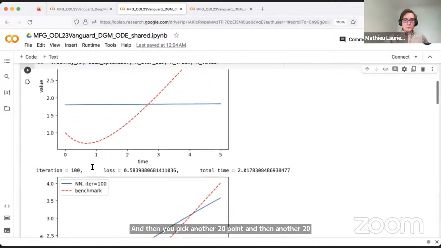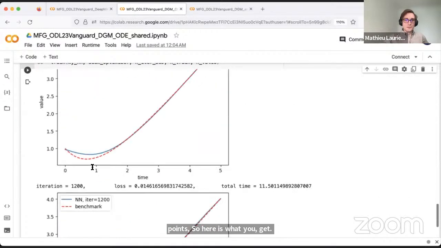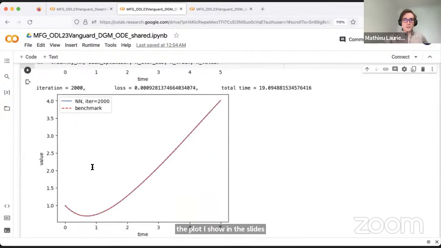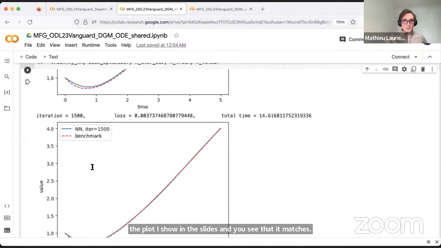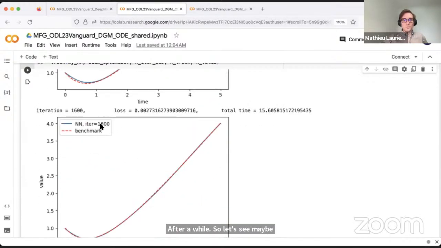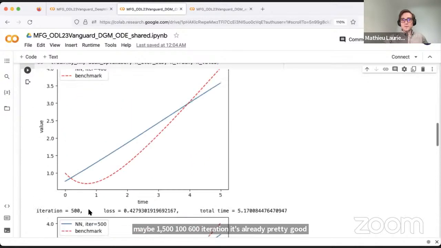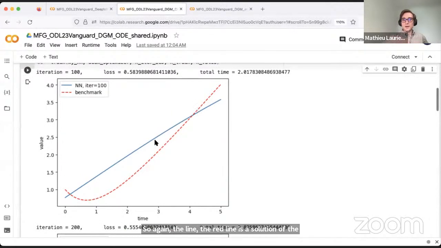So here is what you get. I'm not going to run it again. This is exactly, I think, the plot I showed in the slides. And you see that it matches after a while. So let's see, maybe around 1,500, 1,600 iterations, it's already pretty good, right? So again, the red line is the solution of the ODE, the exact solution, and the blue line is the output of the neural network on various points on the interval 0, 5.